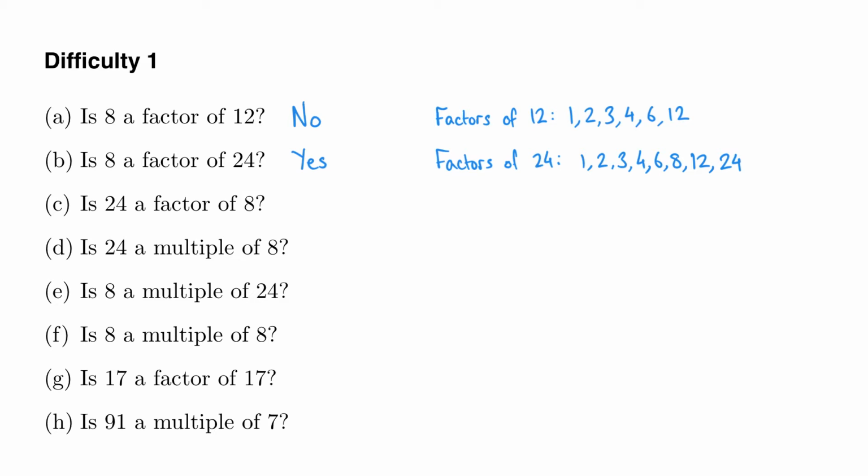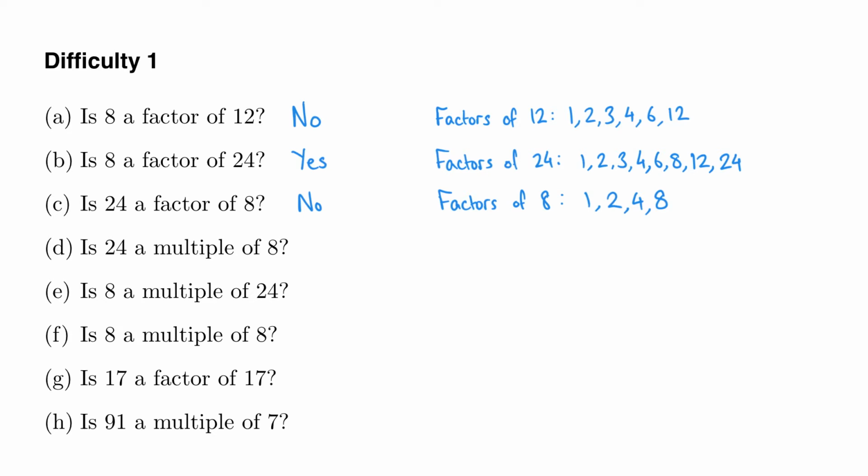For part C, we're now asking if 24 is a factor of 8. Well, does 24 go into 8? No, it doesn't, so it's not a factor. The factors of 8 are, remember, all the numbers that go into 8 without leaving a remainder. So 1 goes into 8, 2 goes into 8, 3 doesn't, but 4 goes into 8, goes in twice. 5 doesn't go into 8, 6 doesn't, 7 doesn't, but 8 goes into itself exactly once.